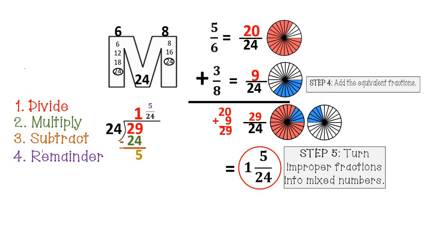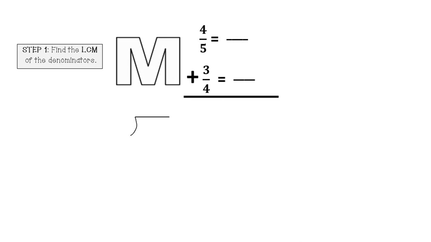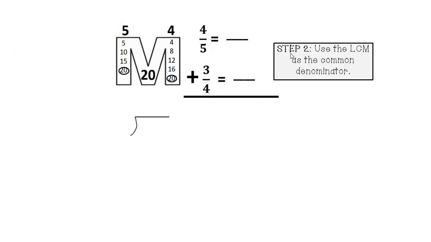Whew, let's try one more where we're going to solve it with just the math in front of us. We're going to add 4/5 plus 3/4. So let's find our LCM by listing the multiples of our two denominators. Multiples of 5: 5, 10, 15, 20. Multiples of 4: 4, 8, 12, 16, 20. And finding my least common multiple, I do have to go all the way out to 20 to find my LCM. Step 2, I'll use that LCM as my common denominator.